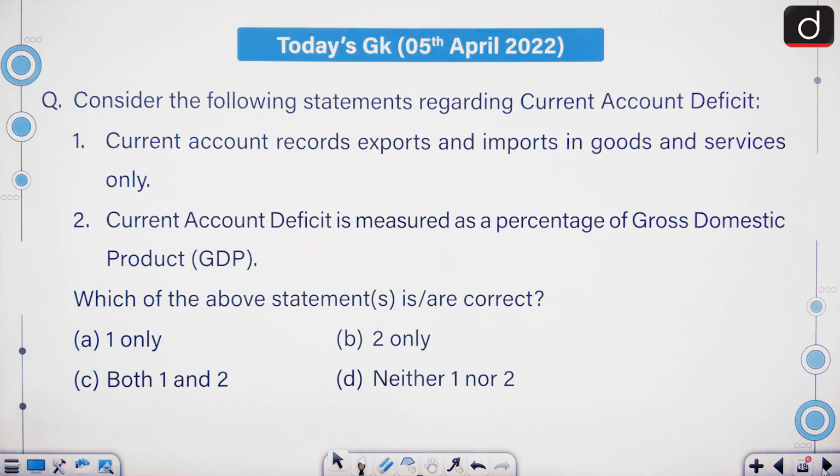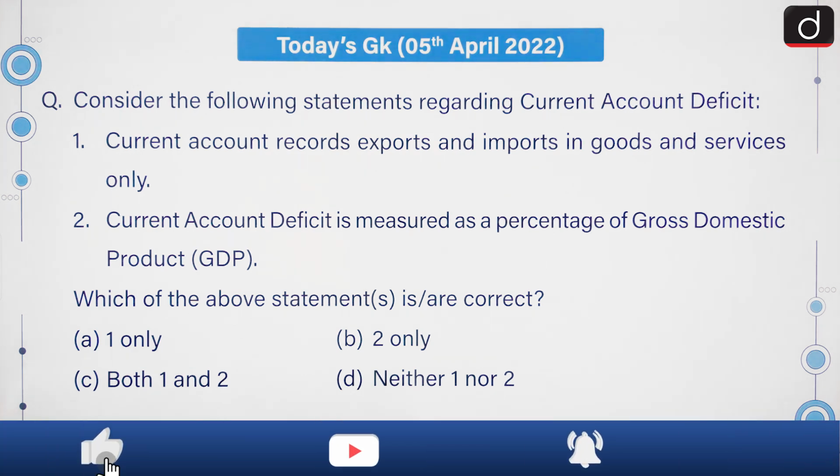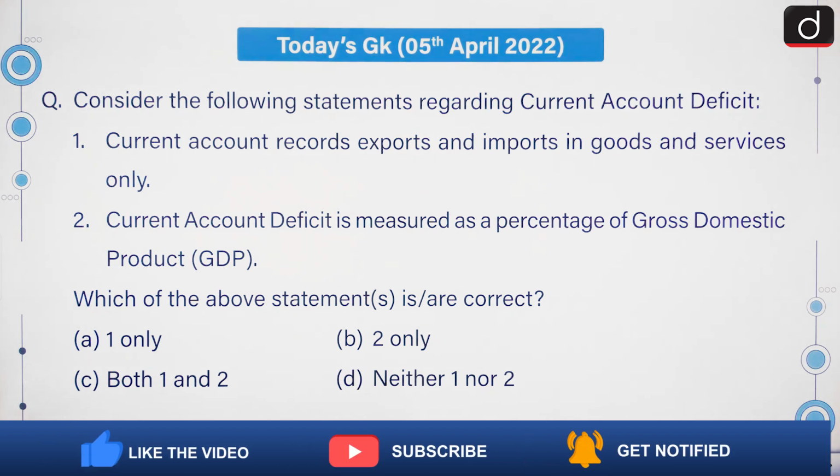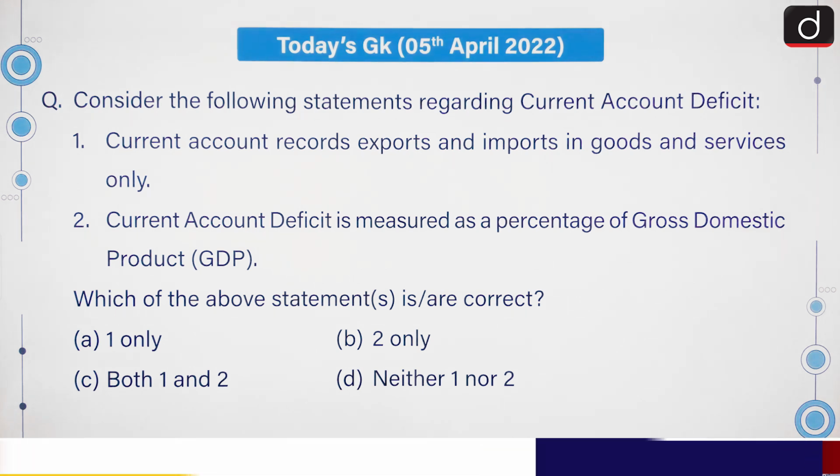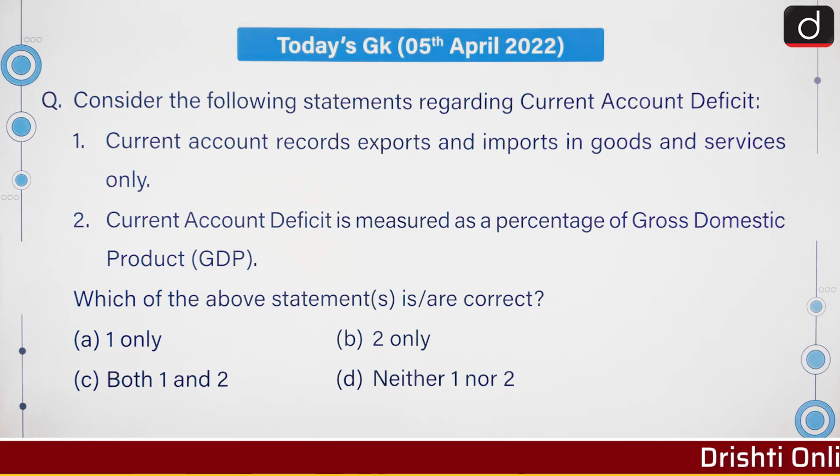Consider the following statements regarding current account deficit. Current account records exports and imports in goods and services only. CAD is measured as a percentage of gross domestic product. We have to select the correct statement or statements. Only the second is correct. B is the correct answer.